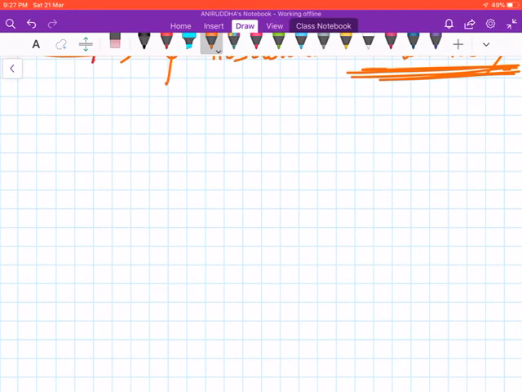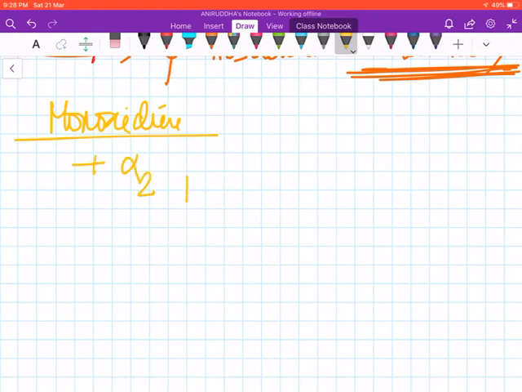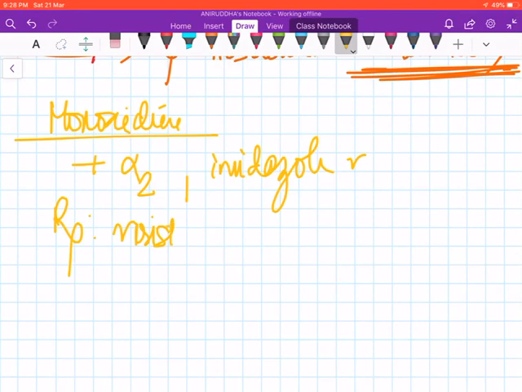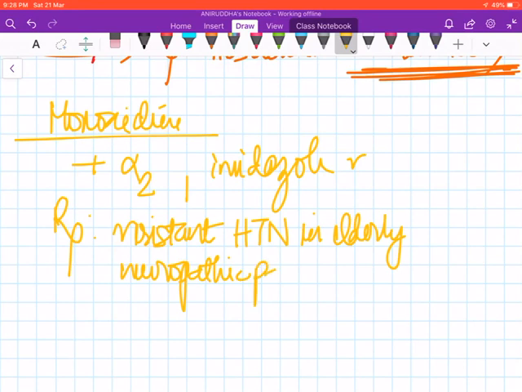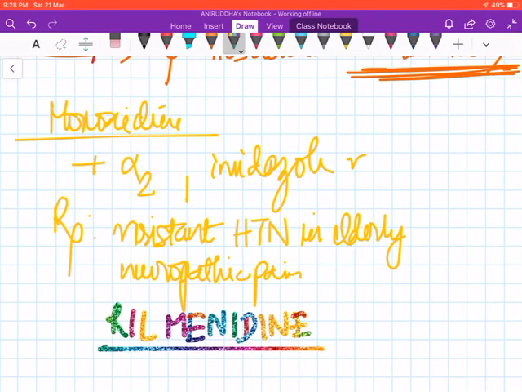The next drug which we need to discuss is moxonidine. It is an agonist at both alpha 2 receptors and imidazole receptors, and is used in the treatment of resistant hypertension in elderly and also for the treatment of neuropathic pain. And there's another drug with similar properties, and that is rilmenidine, which has similar properties.